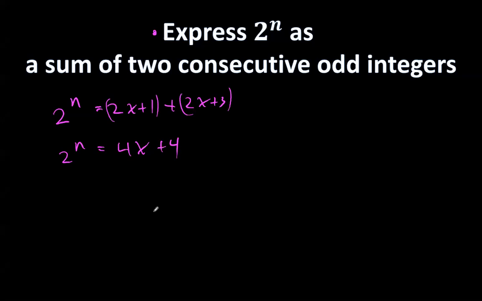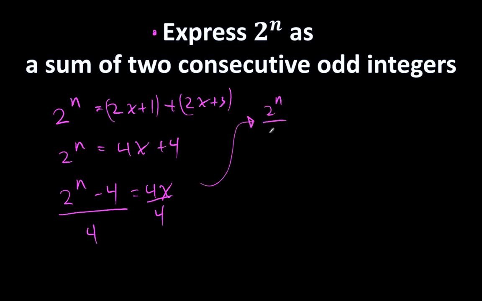Subtract 4 from both sides to isolate x. That works. What would you then do next? Divide by 4, which is 2 to the 2 squared. There we go. 2 to the n minus 2. Very good. So I can split that, right? And then what we get is 2 to the n minus 2 minus 1 equals x.